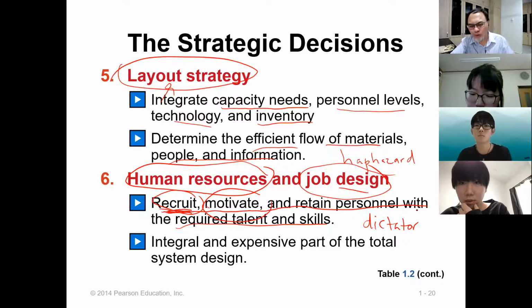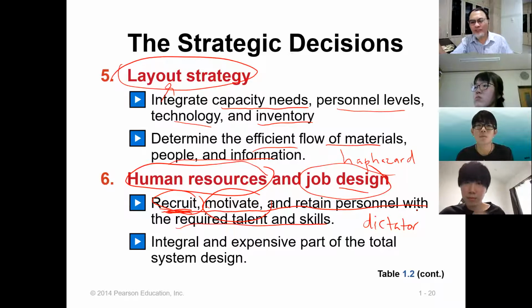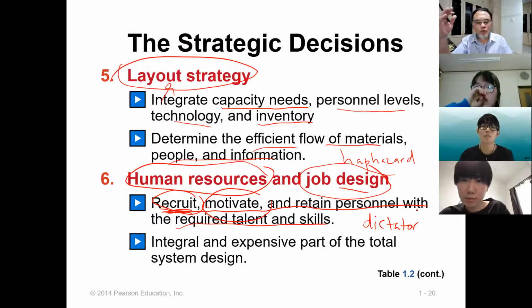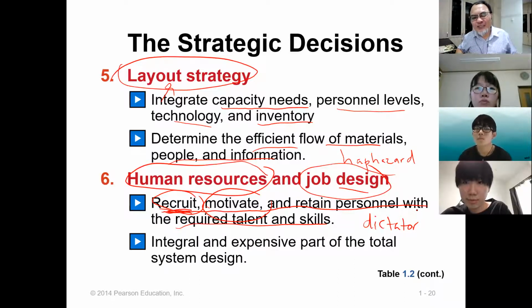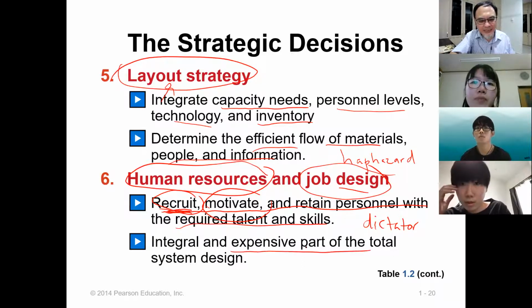Fujio Cho is one of Toyota's chairmen. He said there are three types of leaders. One is the dictator leader. One is the laissez-faire leader, which is also no good: a manager who says, okay, do your way. How can you do the work if no one guides you? So you need to guide and you need to discuss. It is an integral and expressive part of the total system design in terms of human resources.